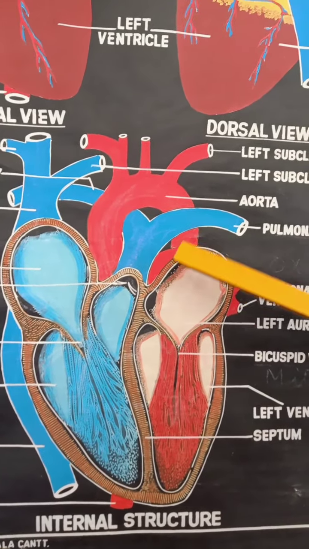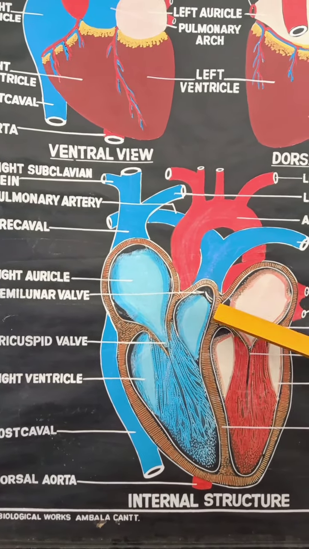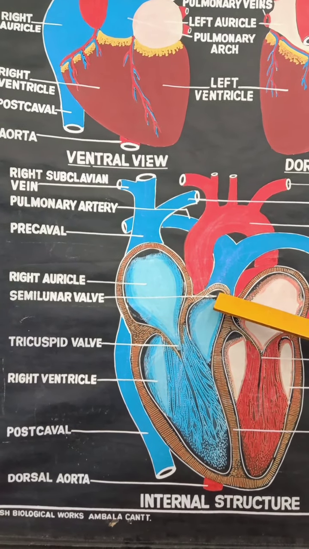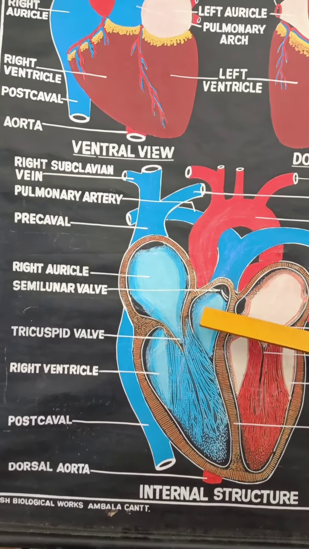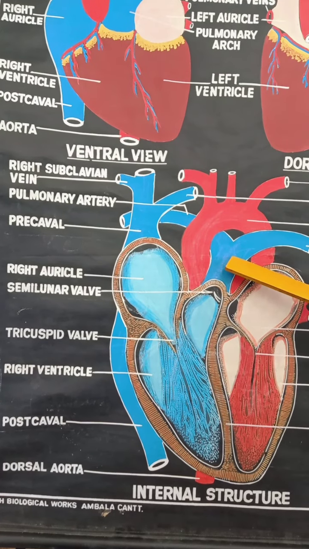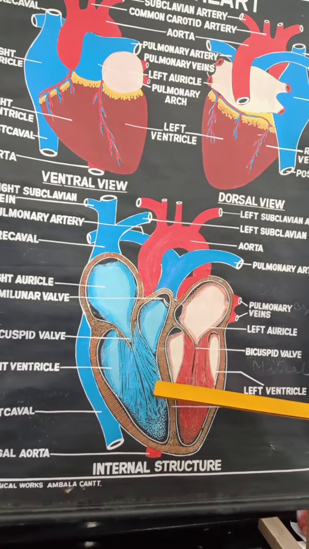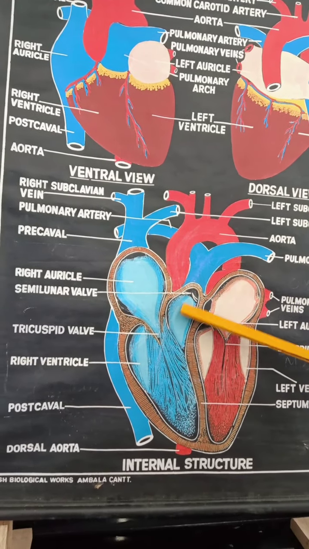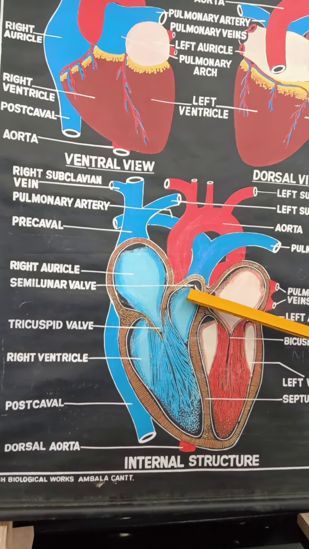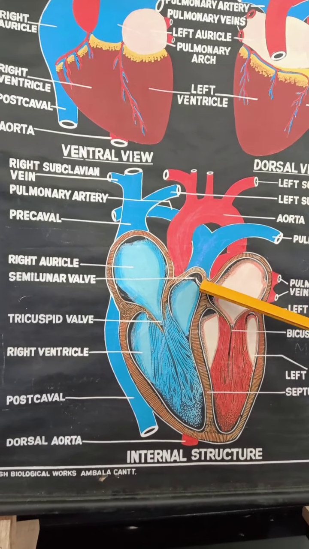Now children, there are 2 different valves also present in the heart. The semilunar valve is guarding the opening of the right ventricle into the pulmonary artery. So the flow of blood from the right ventricle to the pulmonary artery is guarded by this semilunar valve. These valves are 3 in number.